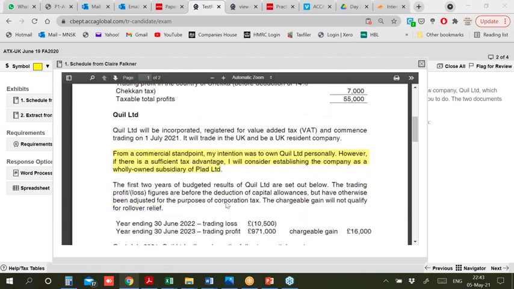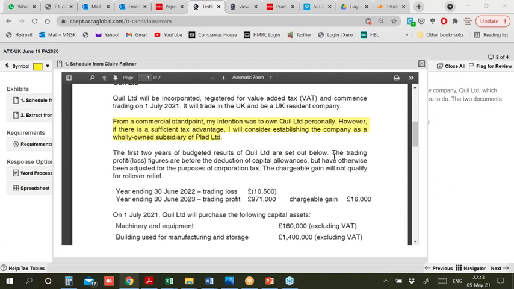Now, the first two years' budgeted results of Q Limited are set out below. Do remember, these are the budgeted results because the company is not yet even incorporated.